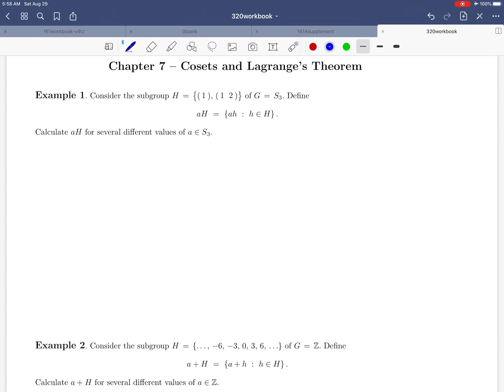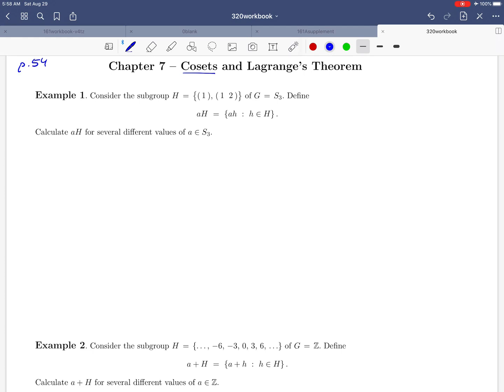We are looking at page 54 in the workbook here, and the topic of this chapter is cosets and Lagrange's theorem. Lagrange's theorem is one of the biggest results in group theory. It's going to give us some really useful information about what types of subgroups a group can have. And the key to getting to Lagrange's theorem is to talk about something called a coset. That's how this chapter is going to start for us.